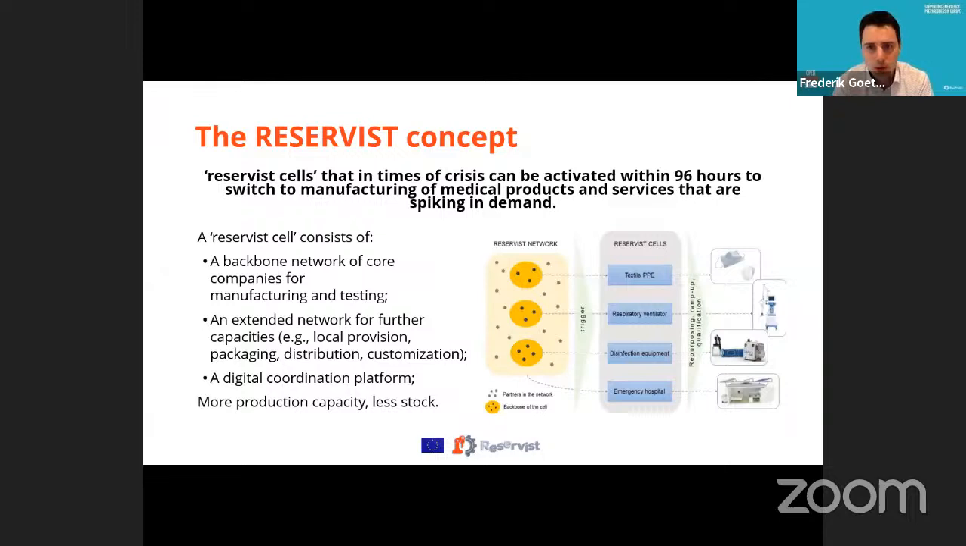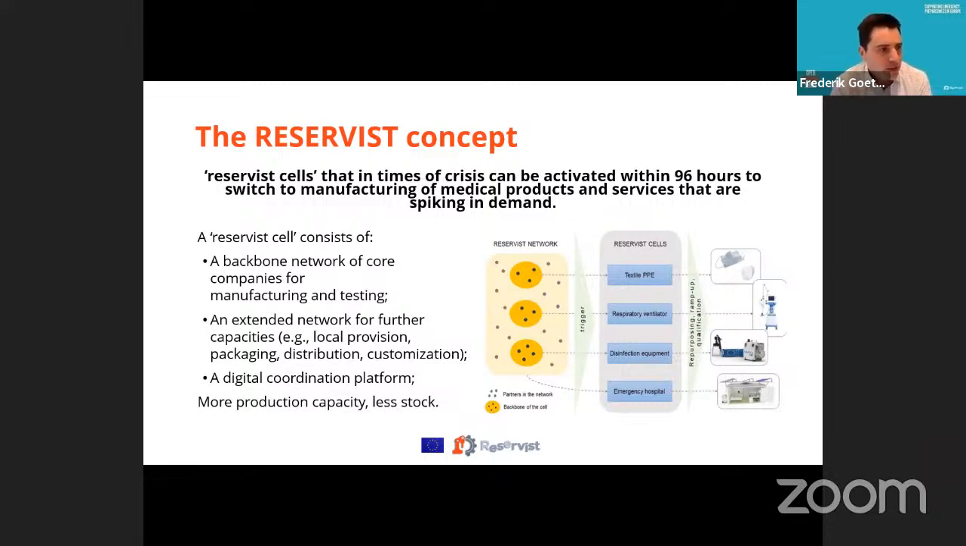So what is our solution or concept? We have set up Reservist cells, and in a time of crisis these cells can be activated within 96 hours, so very quickly, and switch to the manufacturing of medical products and services that are spiking in demand. In a normal situation, these products are not manufactured by the companies involved in the Reservist network, because they are too expensive. But when there's a high demand, they can stop their daily production and produce the necessary products.